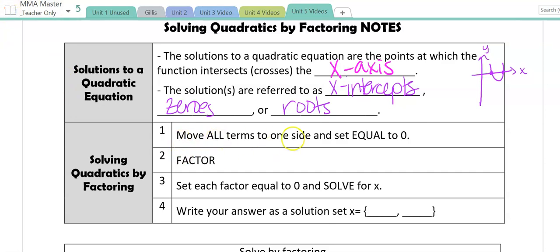So the first thing you're going to do is move all terms to one side and set it equal to 0. Then you're going to factor. That's when you have your a times c and b, right? You're going to set each factor equal to 0 and solve for x. So what would cancel that factor out? What would make it a 0? Because if one of them is 0, 0 times another thing is a 0. And then you're going to write your solution as a set inside the squiggly brackets, okay?